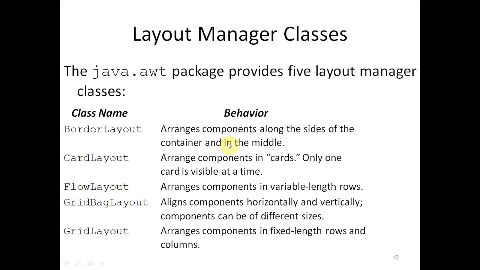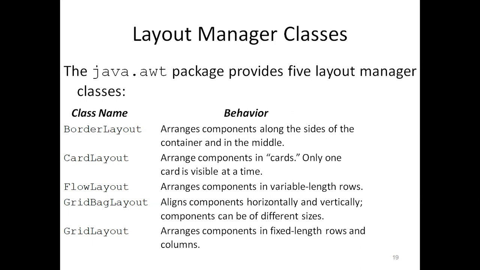And border layout arranges the components along the sides of the container and in the middle. And card layout arranges the components in cards, only one card visible at a time. The first card will be visible, and then accordingly we can display the other cards also. And grid layout aligns the components horizontally and vertically. Components can be different sizes. When the components can be different sizes, then we will have grid bag layout. And in case we have fixed size components, then we will place them in rows and columns.